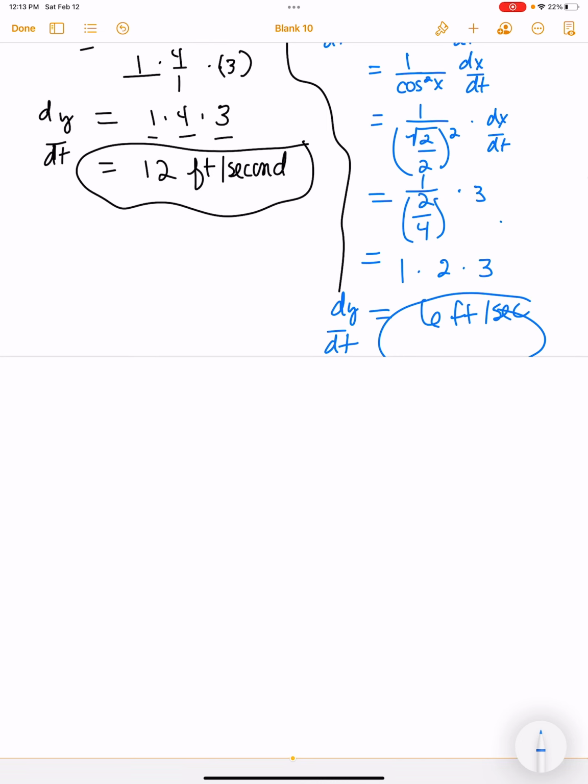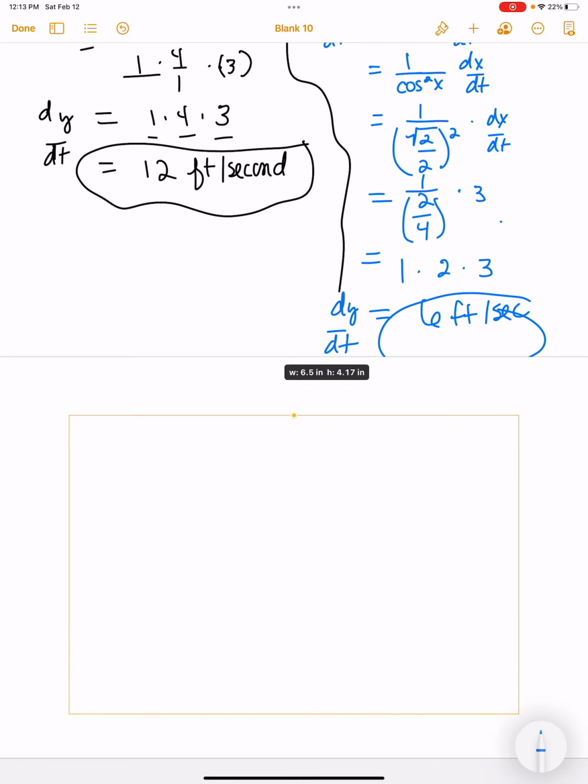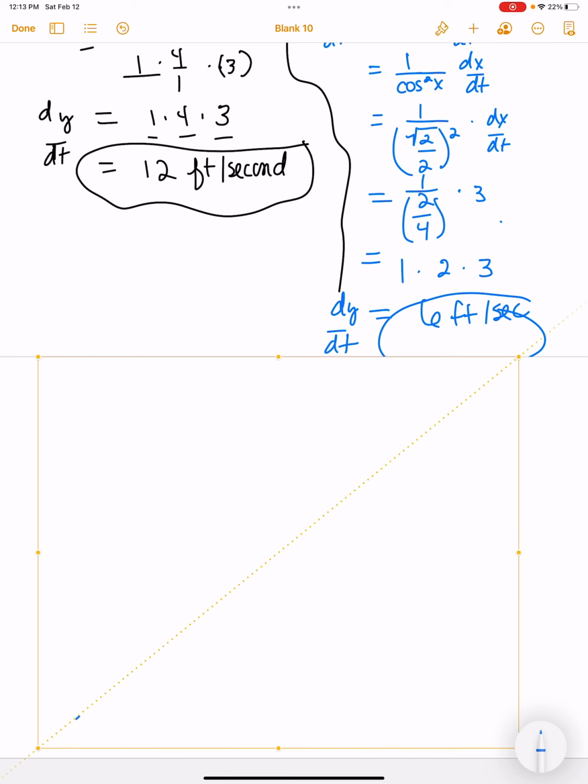And then we can also do it when x is 0. So I guess we don't really need to do it, but I guess we can. If I can get my pen to work. So when x equals 0, I'll do a different color.